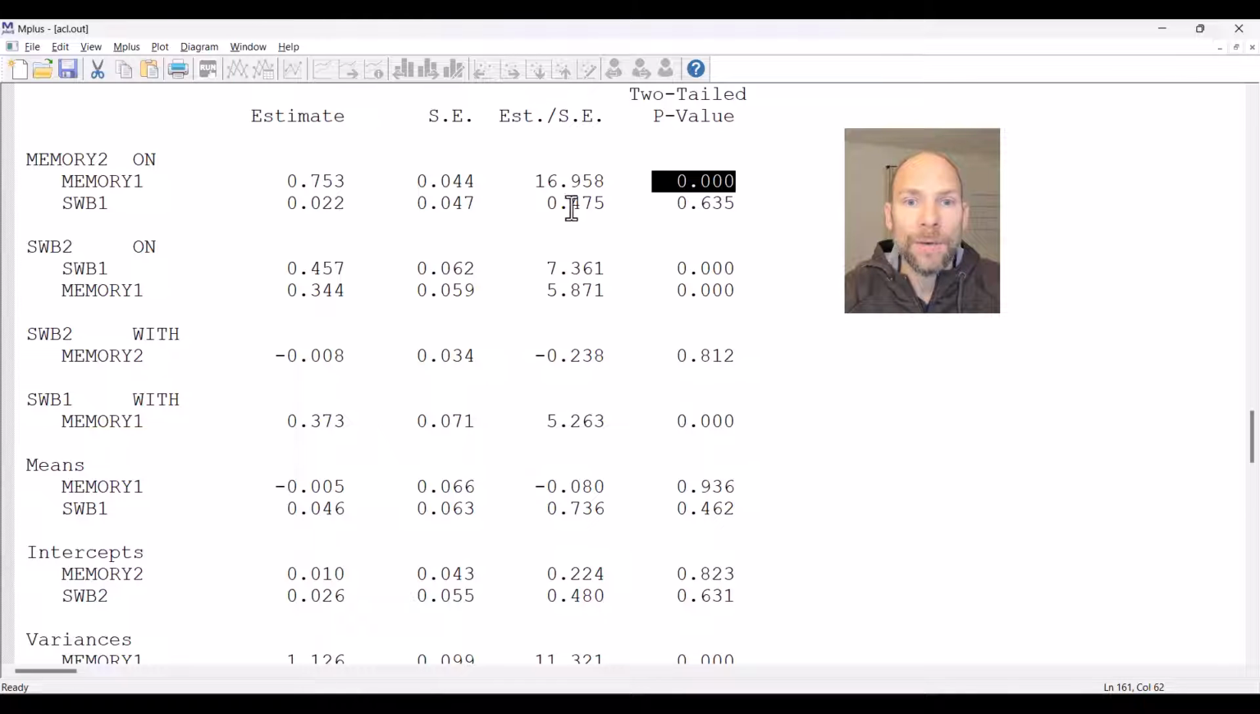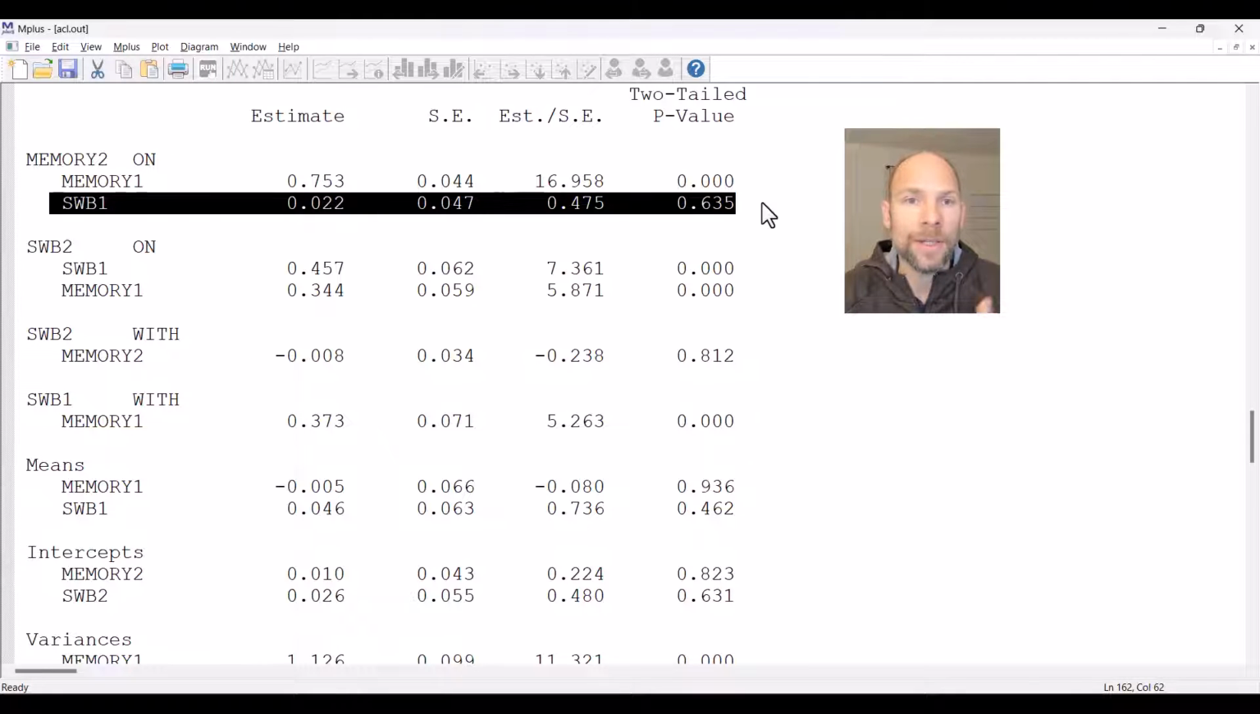And also you can see that there's no cross-lagged effect from subjective well-being at time 1 on memory performance time 2. This coefficient is close to 0. It is smaller than its standard error and yields therefore a test statistic that is also really small, as well as a p-value that is large and not statistically significant. So there would be no significant cross-lagged path from subjective well-being onto memory performance longitudinally.